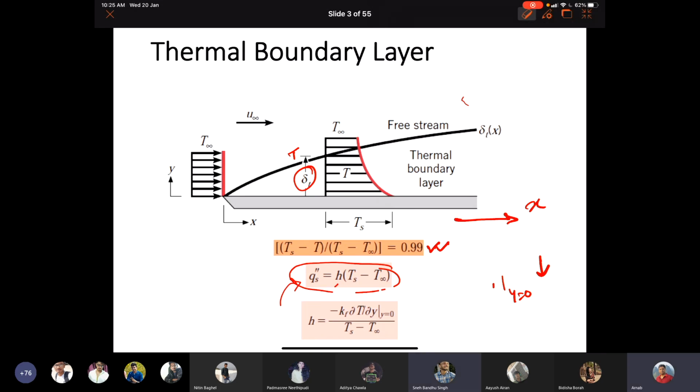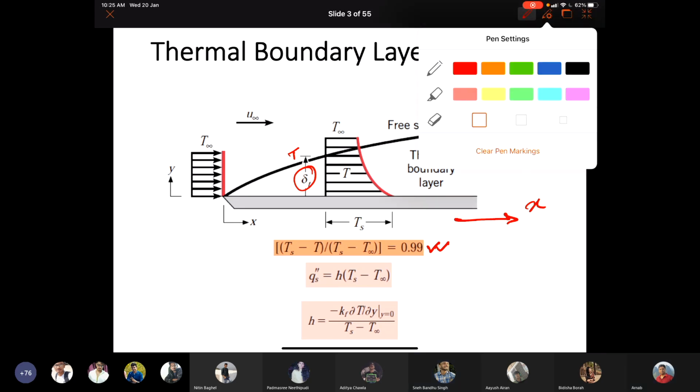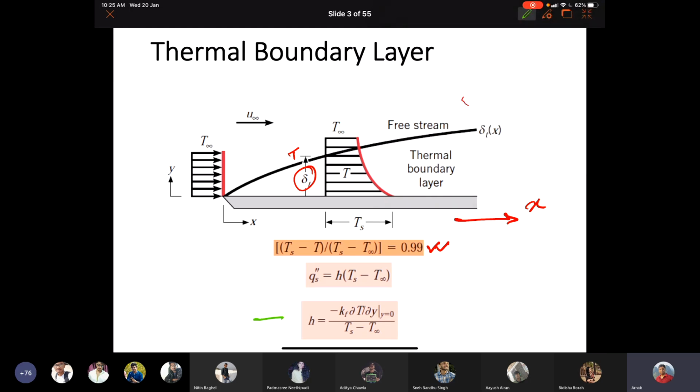To see how it's changing, we need to find the temperature profile first. Let me come back to this. Do you understand this expression that we have got by equating conduction at the surface and Newton's law of cooling?